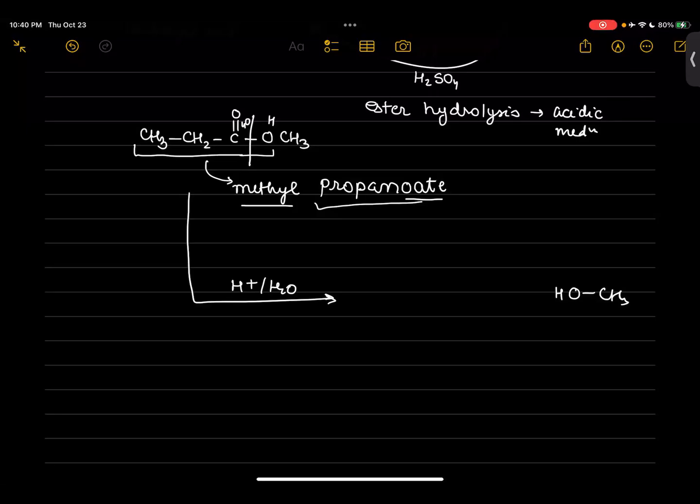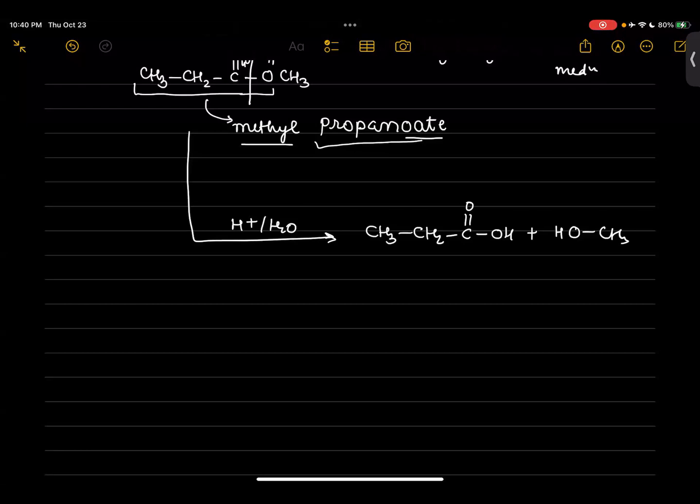And what is the other molecule which you are going to get? CH3, CH2, C double bond O, OH. Yeah, CH3, CH2, CO, OH. So we are going to get the corresponding carboxylic acid and the alcohol. They will get separated. Clear or not?